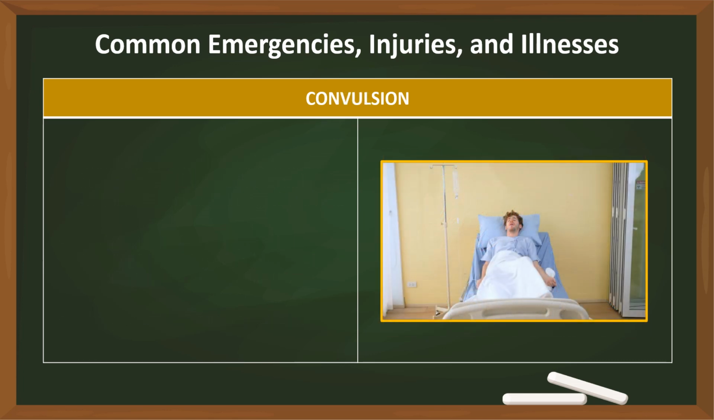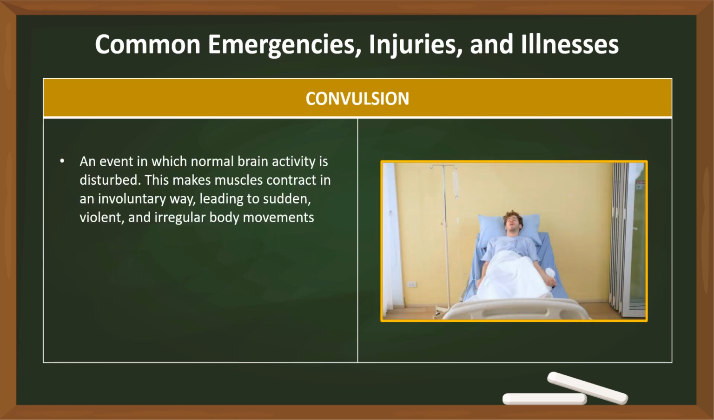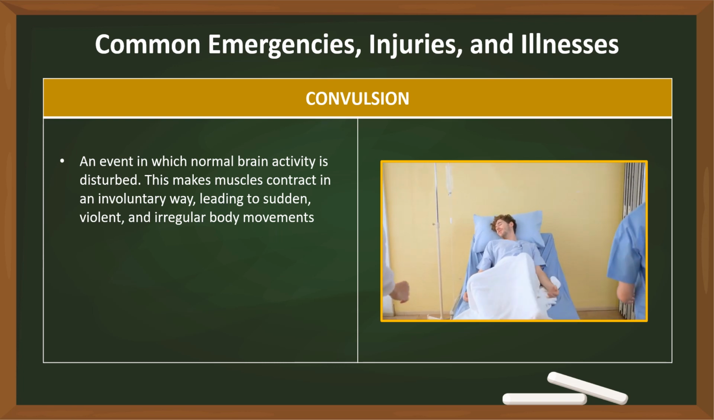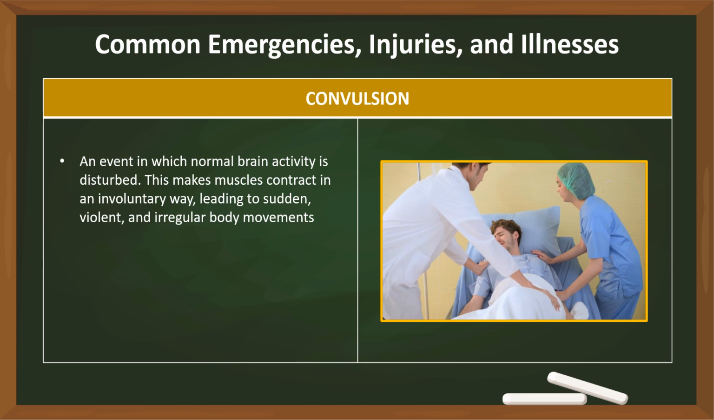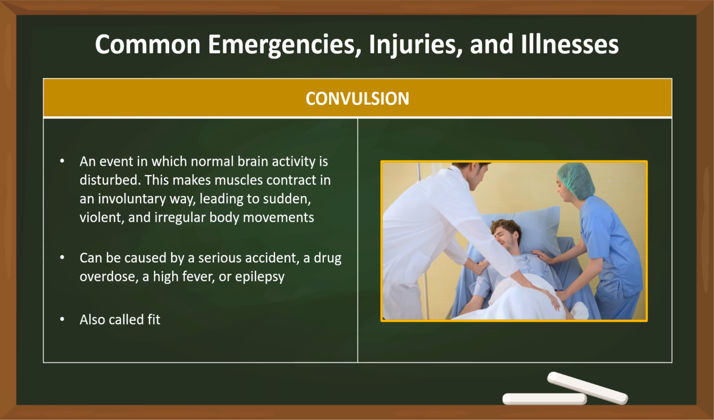Next, a convulsion is an event in which normal brain activity is disturbed. This makes muscles contract in an involuntary way, leading to sudden, violent, and irregular body movements. A serious accident, a drug overdose, a high fever, or epilepsy can cause a convulsion. Another word for convulsion is fit.